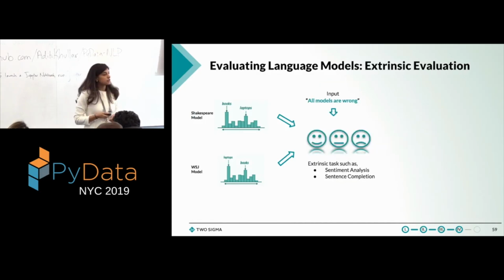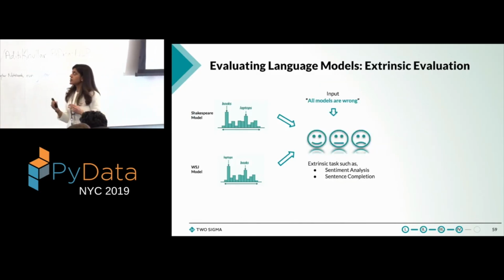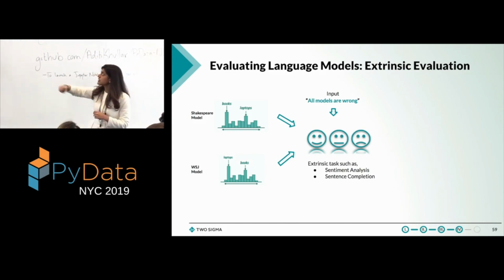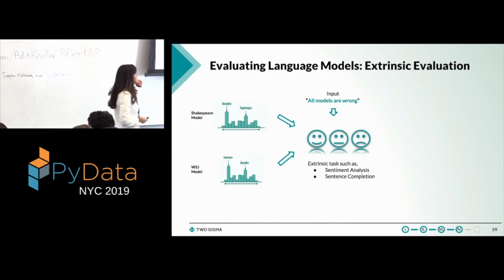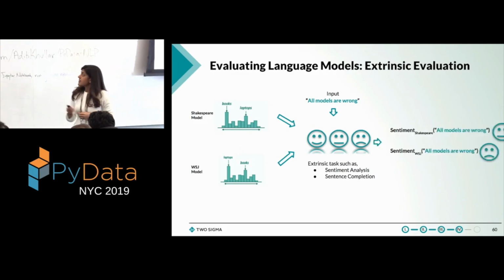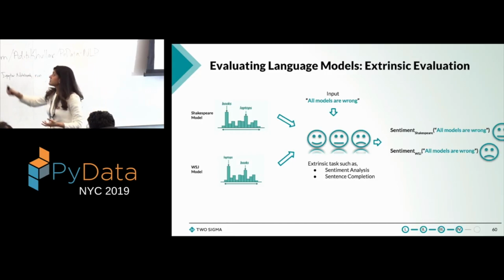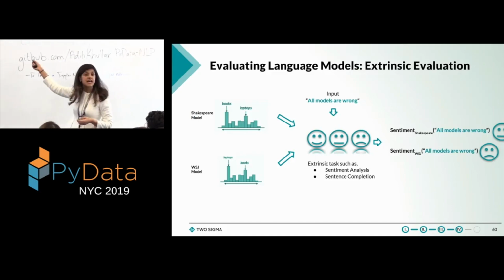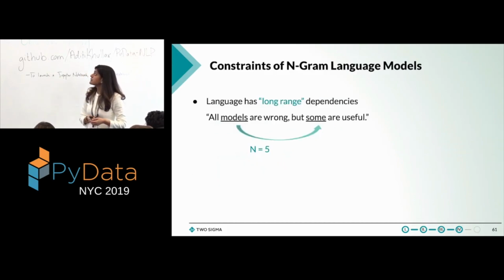Coming to the extrinsic evaluation, that is also a method of evaluating language models, but instead of using the perplexity measure or the probability measure, you pass your language model through an extrinsic task. That extrinsic task can be anything: sentiment analysis, sentence completion, maybe checking for spellings. Then you see which of the two models is doing what we expect it to do. Here, Shakespeare might say, I don't know what to do with this sentence, and Wall Street Journal, because it has seen "wrong" in negative connotations, might give it a negative sentiment.